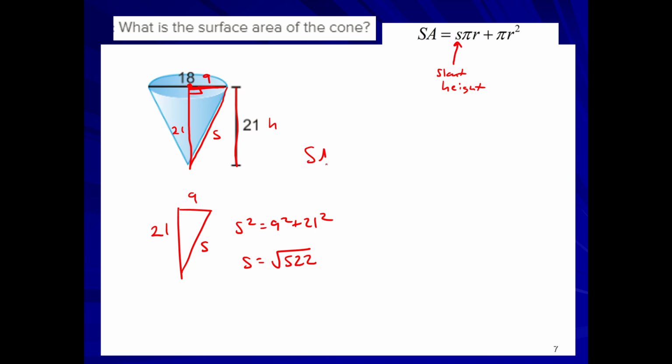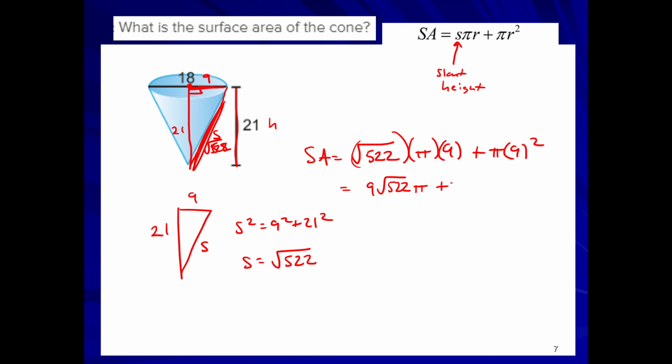And now we can set this up. So that is this dimension here. That is this slant height times pi times the radius, which we said was 9, plus pi times the radius squared, which would be 9 root 58, or root 522, pi plus 81 pi. And as ugly as that is, that's kind of the best you can do. And again, if this was in centimeters, this would be centimeters squared.